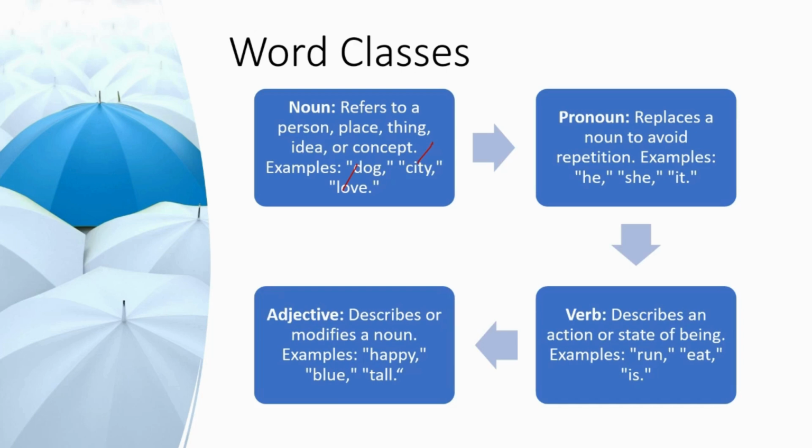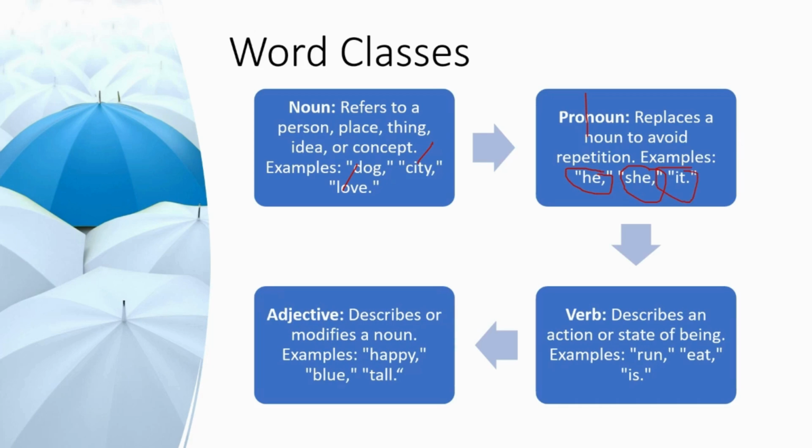A pronoun replaces a noun to avoid repetition. So pronoun, noun means name, pro means for. These are words that can replace nouns. So the dog is sitting in the garden. It's a very fast animal. It's injured. It's not happy. So it is representing the dog. So this is a pronoun.